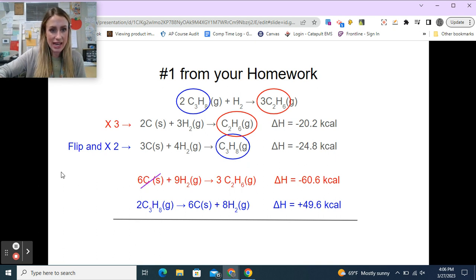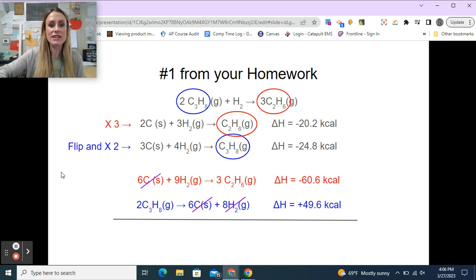So it looks like I have 6 carbons on the reactant side from the first one. I have 6 carbons on the product side in the second chemical reaction. So those two things cancel out. And then look, this is interesting. I have 8 hydrogens on the product side in the second one, and I have 9 hydrogens on the reactant side of the first chemical equation.